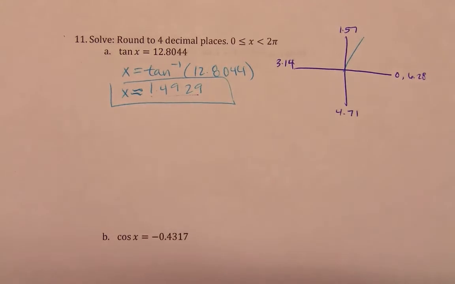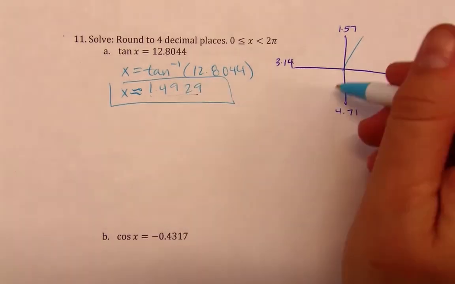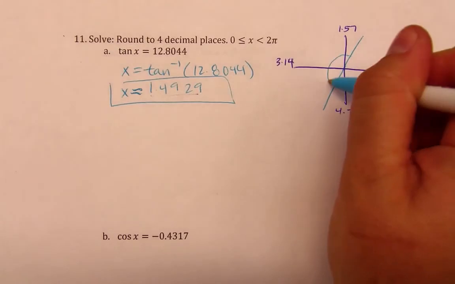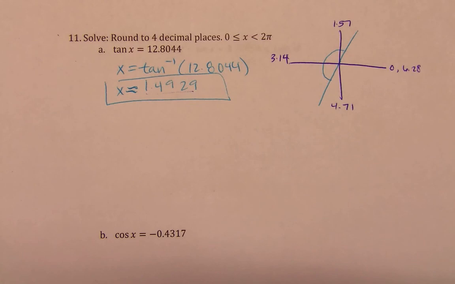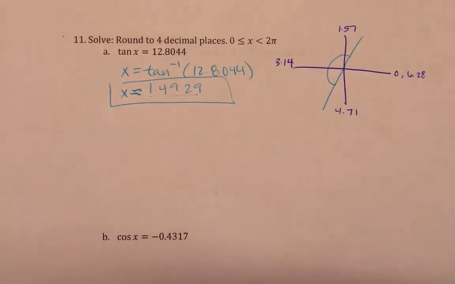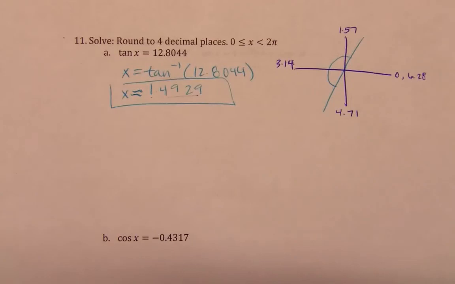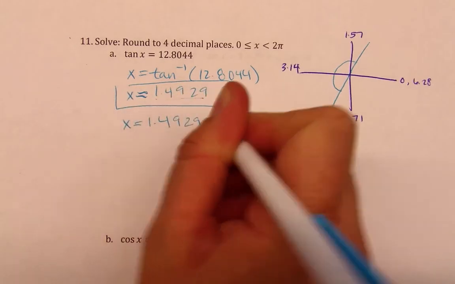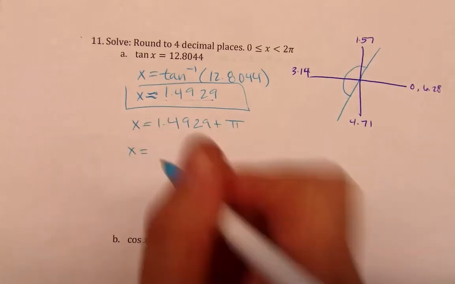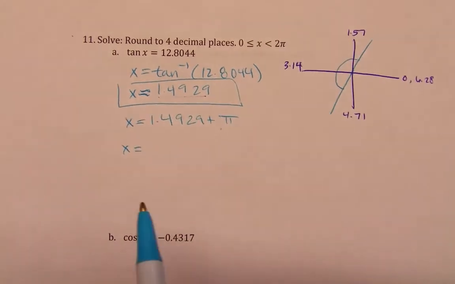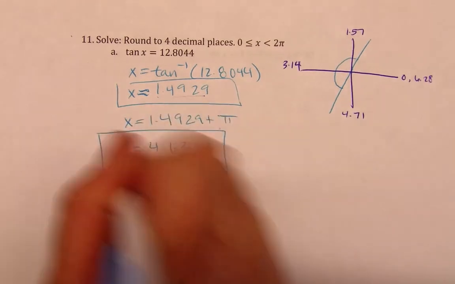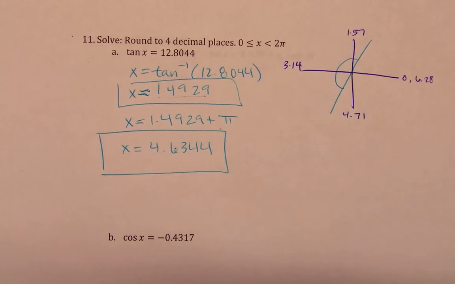Now, we have a positive number here, but we know tangent is also positive over here. So what we can do is add 180 degrees, or in other words, pi, and that'll give us our other answer between 0 and 2 pi. So x equals 1.4929 plus pi gives us x equals, and pi, remember, is 3.14. So this will be 4.6344. So we have two answers between 0 and 2 pi. Okay. Let's go ahead and look at the next one.